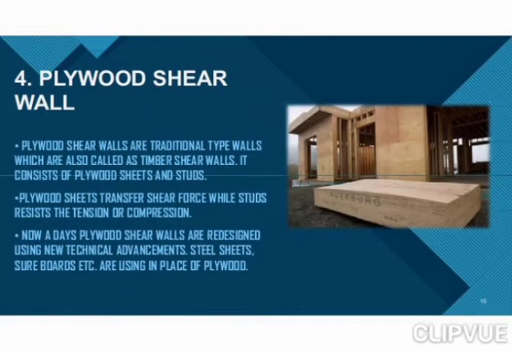Plywood shear wall. Plywood shear walls are traditional type walls which are also called timber shear walls. It consists of plywood sheets and studs. Plywood sheets transfer shear force while studs resist the tension or compression. Nowadays, plywood shear walls are redesigned using new technical advancements. Steel sheets, shear boards, etc. are used in place of plywood.